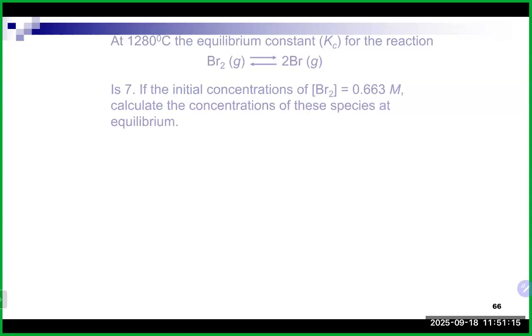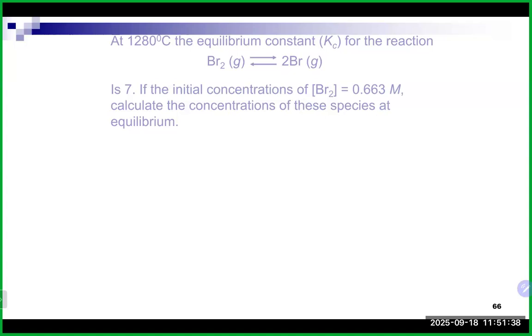All right, so we have this reaction here. Br2 goes to 2Br. The Kc for this is 7. And we have an initial concentration of Br2 of 0.663 molar. We want to know what is everybody's equilibrium concentrations. So we would definitely be doing an ICE table in this situation.